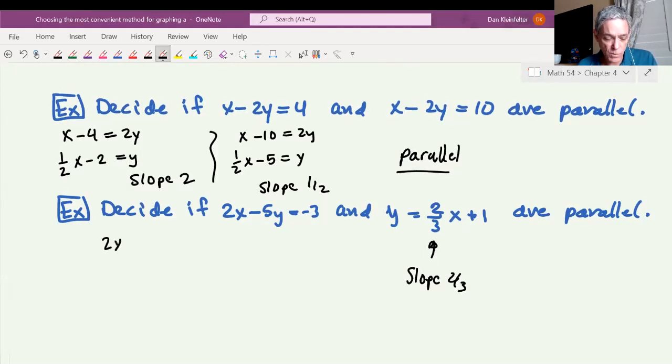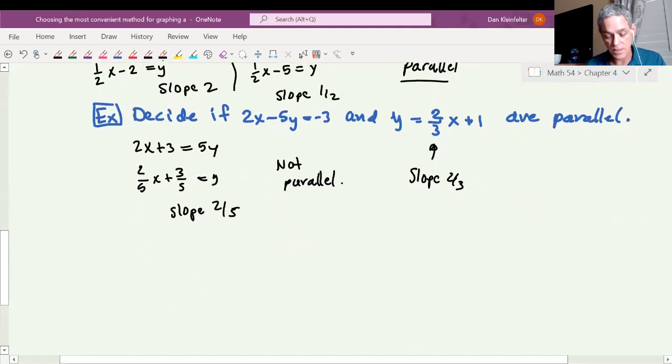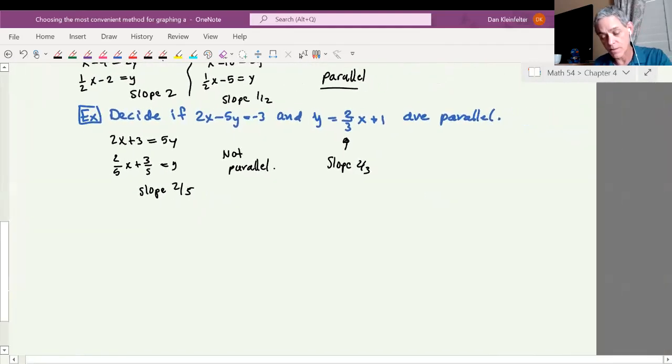For the other one, we have 2x plus 3 equals 5y. Dividing through by 5, we'll have 2/5 x plus 3/5 for y. The slope is 2/5, which is, of course, not the same as 2/3, so these are not parallel. Parallel lines have equal slopes. If they don't have equal slopes, they're not parallel.